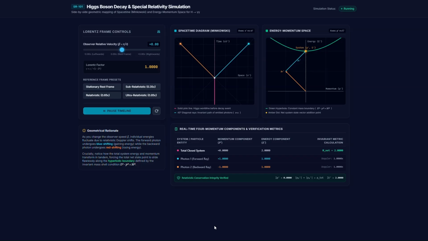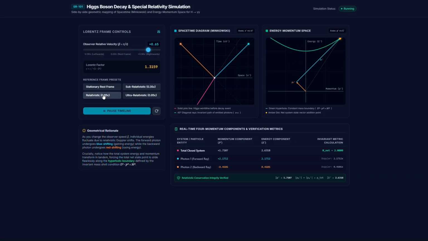While the spacetime diagram dynamically tracks the ongoing physical propagation of the photons along invariant 45-degree light cones over time, the energy-momentum space maps the conserved state vectors. Within any single reference frame, these component vectors remain completely static over time, but adjusting the observer's velocity instantly glides the total system state point along a perfectly stable green hyperbolic mass shell boundary.